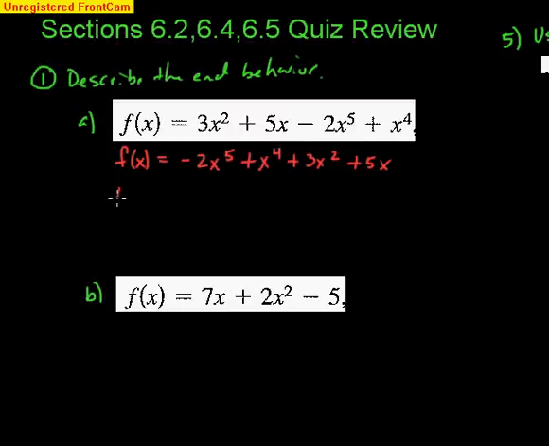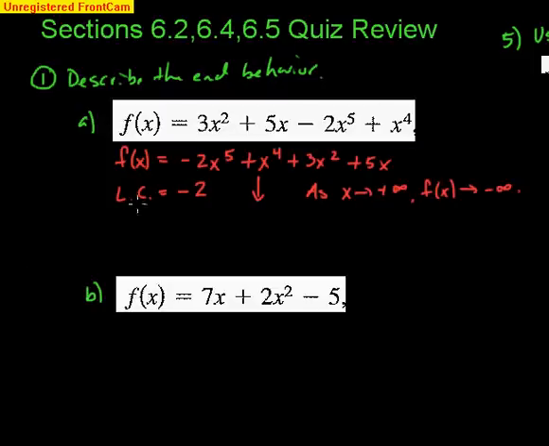Now we look at the leading coefficient. That's the very first number. It's a negative 2. So your first rule is, if the leading coefficient is positive, right side up. It's negative, so my right side is down. So as x approaches positive infinity, as it goes to the right, your function is going to go down.